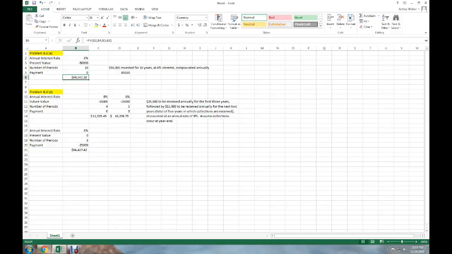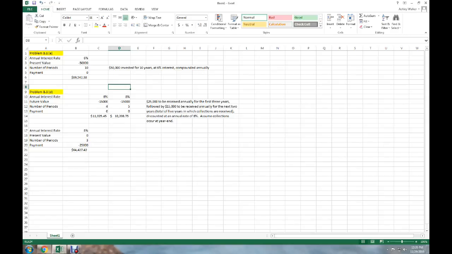So using the Excel formula, you get 89,542. And that is a lot more accurate than the tables, because the tables actually do some rounding. But we're pretty close, so we can see why I trusted the table number and not the Excel number. So 89,542.38 is the value of that $50,000 invested today, left in there for 10 years at 6% interest. So let's do a slightly more complicated one, problem B3 part D.